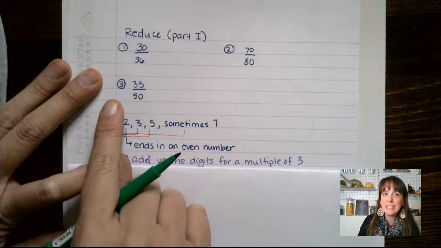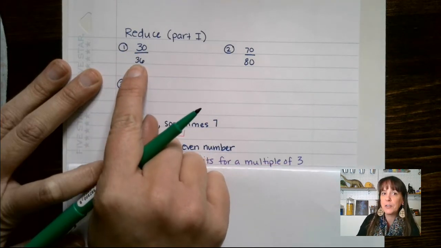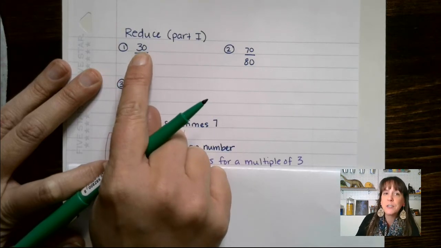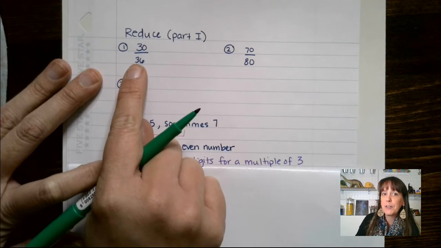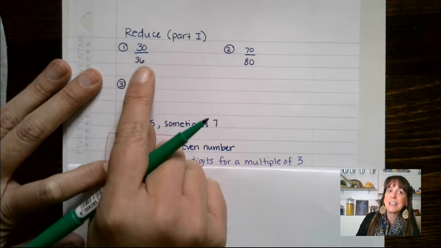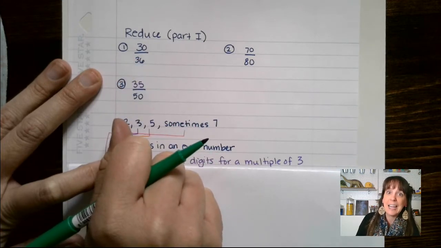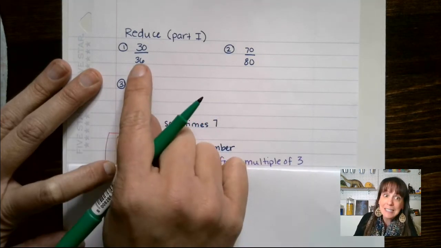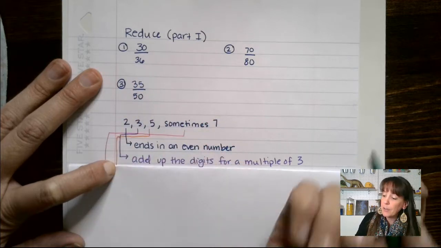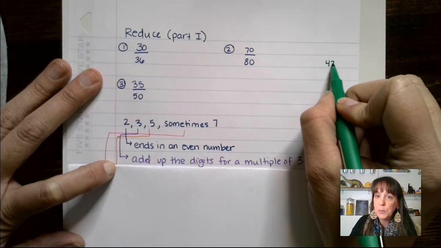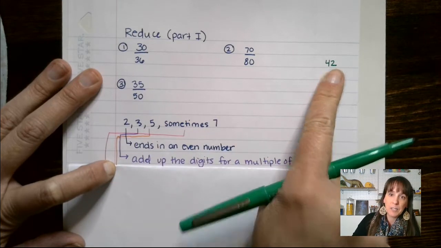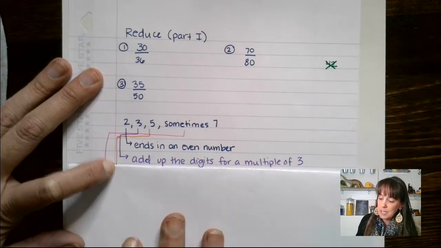What I mean by that is, for example, if you had 30, 3 plus 0 gives us 3, and that's a multiple of 3. So 3 is going to go into this number. For 36, 3 plus 6 would give us 9, and 9 is a multiple of 3, so 3 is going to go into this number. Another one might be like 42. 4 plus 2 is 6, which is a multiple of 3, so 3 is going to go into 42. So that's how you tell on the 3s.